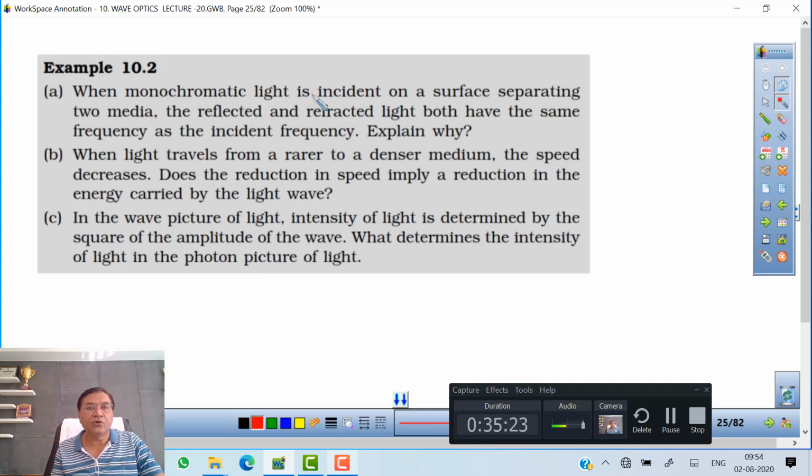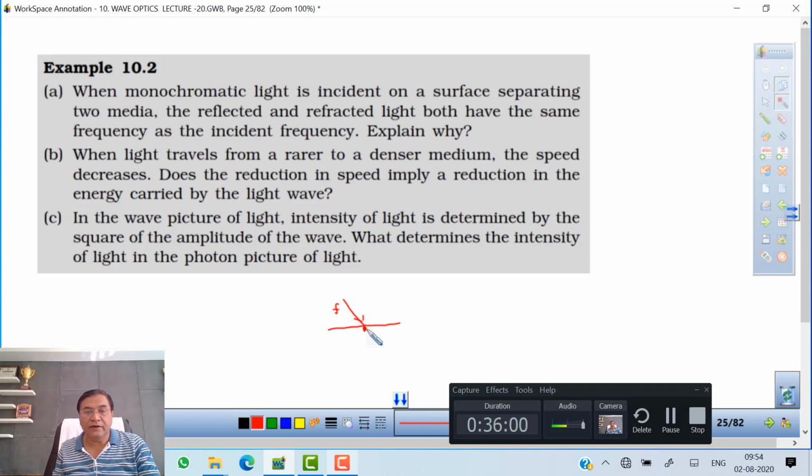When monochromatic light is incident on a surface separating two media, the reflected and the refracted light both have the same frequency as the incident wave. Explain why. So it is actually not calculation based, but you just have to explain. Whenever light is incident over here, this light interacts with the atoms on the surface. An atom, you know, has electrons, so the electrons oscillate. It is called forced oscillation, depending on the frequency of the incident light.